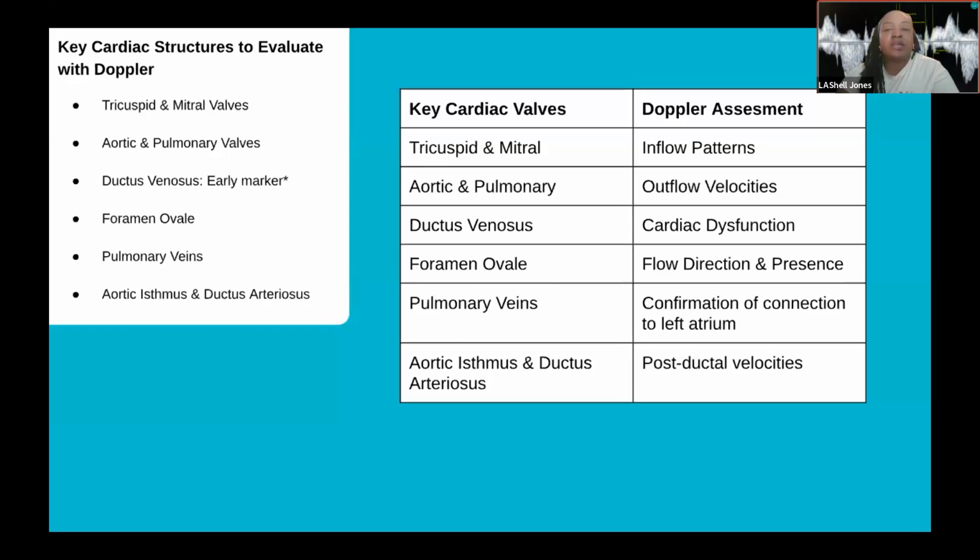Ductus venosus is going to give us the cardiac dysfunction, and it's an early marker of some things that could be going on that we can't quite see yet, especially in the first trimester. Foramen ovale is going to give us flow direction and presence. Pulmonary veins is going to give us that confirmation of connection to the left atrium. And then the aortic isthmus and the ductus arteriosus will give us the postductal velocities. Right? So they all are very important assessments that we have to monitor.